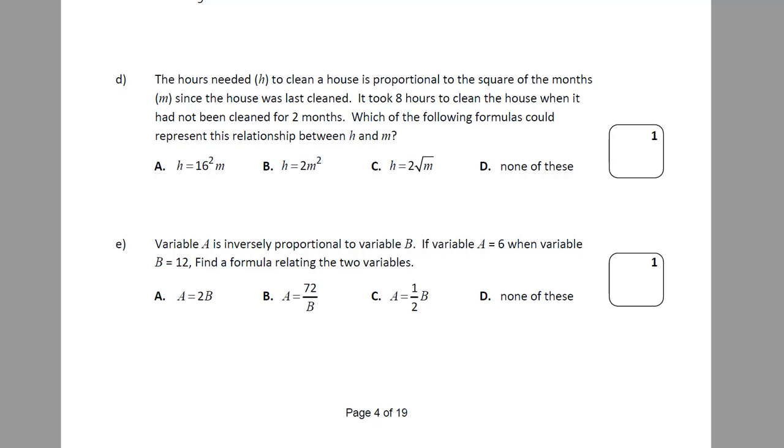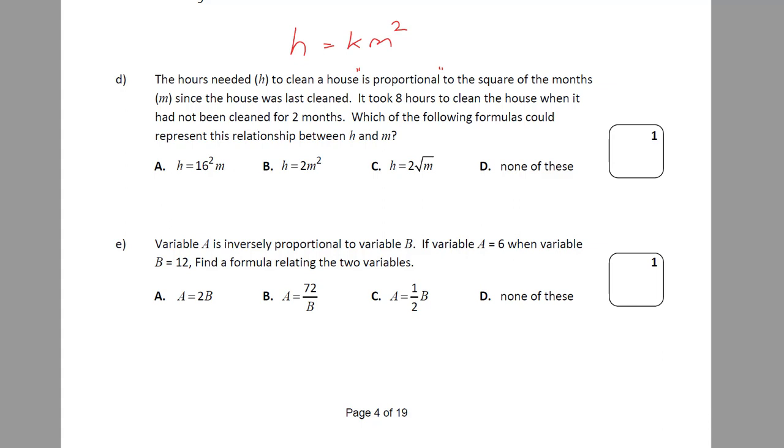Let's go through it. The hours needed, H, to clean a house is proportional to, you may as well just think equals k. Is proportional to means equals some number times, and that number is k. So proportional to is like equals k, to the square of the months m. There's the months. I don't know why it's hard to read that square. Also, make sure you separate square from square root. But that's all that sentence says: hours is proportional to the square of the months. Okay, we've got a formula.